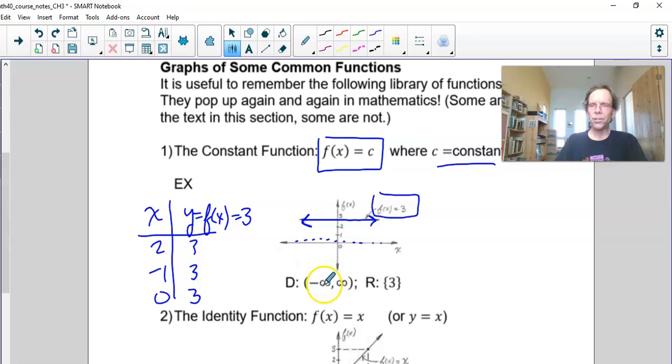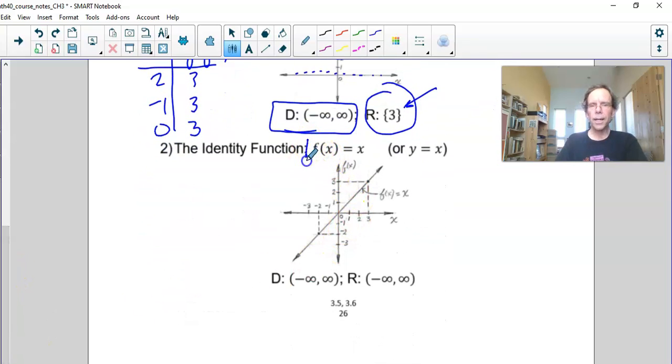What's the domain and range? Well, you can put any value you want in for x. So the domain is all real numbers, negative infinity to infinity. But the range is very limited, right? It's one value, it's 3. So I'm not even using interval notation. I'm using set notation to say the value 3, and that's it. Okay.